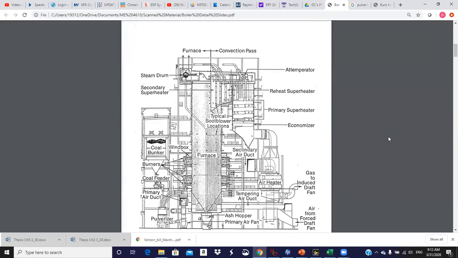Let's see, what else do we need to talk about here? We see the coal bunker, burners, coal feeder, the coal pipes you can see going to the individual burners. You've got a primary air duct.